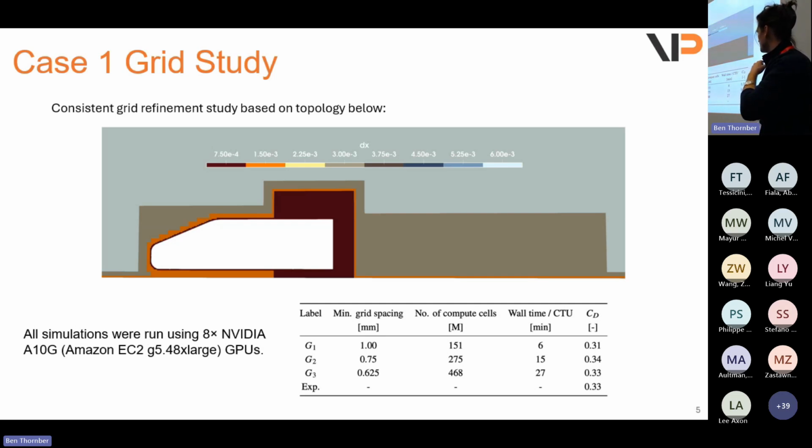I'm showing the convergence table here for the number of grid cells we have for this G1, G2, G3. Our minimum grid spacing for this goes like 1 millimeter, 3/4, and about 0.625. The G2 is the one we're going to use for the remainder of our validation. That's about 300 million grid cells. And it only takes about 15 minutes per CTU. And that's on a single G5 node on AWS.